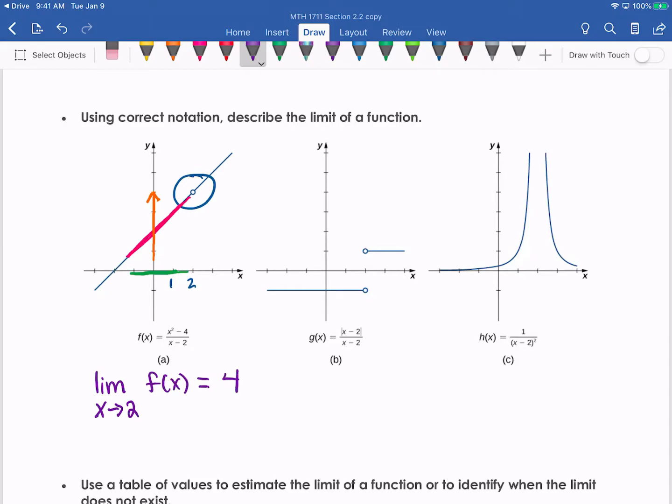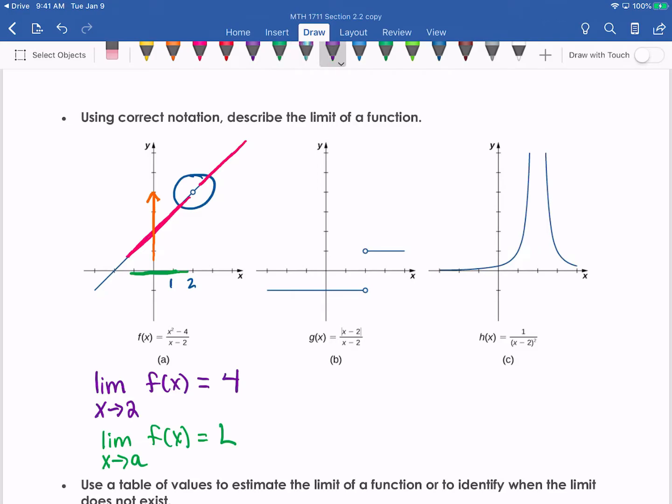As I get closer and closer to 2, as I come this way from this side, I'm getting closer and closer to the y value, or the value of the function, 4. In general, I would write down the limit as x approaches some value a of a function f of x equals L. L would be the limit, and a is the value of x that you're getting closer and closer to.